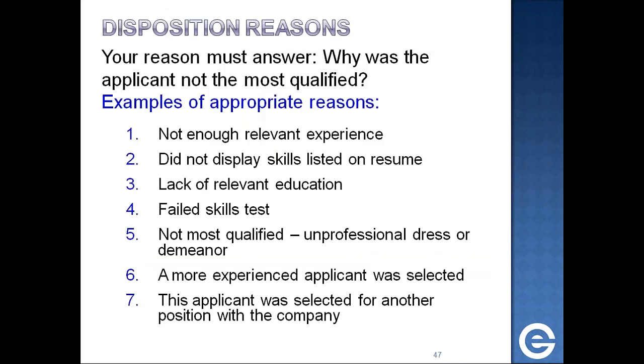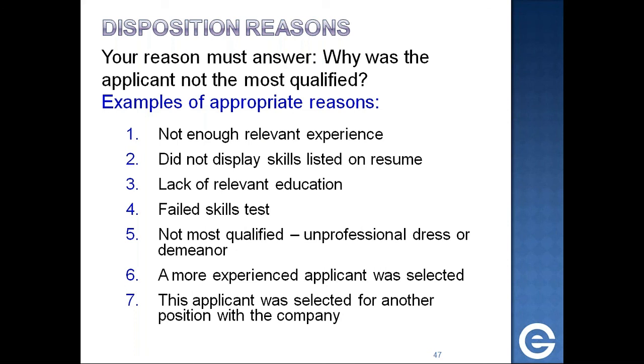So you remember we told you in our sample spreadsheet that you have to record why the individual was not hired. So these particular examples are appropriate. This is the kind of disposition reason the OFCCP is looking for. If Employers Group is writing your affirmative action plan, when we send you your sample data, we're giving you full lists of appropriate disposition reasons. So you cannot give dispositions that don't answer the question, why was the applicant not the most qualified?